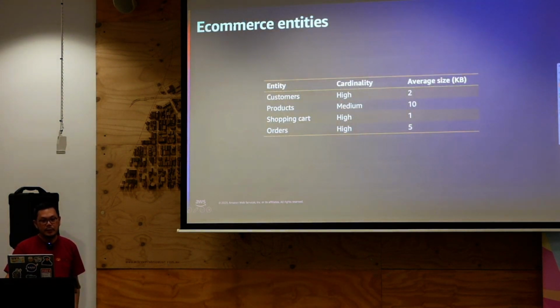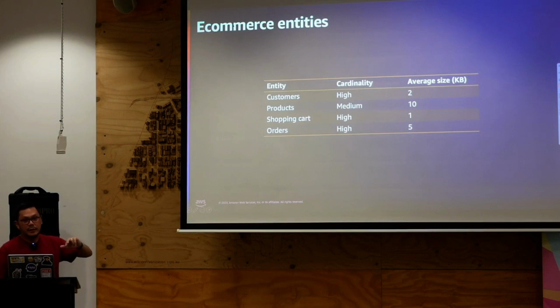All right. So one of the things that we want to look at is the cardinality of the data, right? How unique the data is, right? So if your company only sells one product, that means that your products have a low cardinality. If you sell 1 million products, you have a high cardinality, right? So in real life, the customer cardinality will be quite high, right? So you would expect a lot of customers will be using your system. Product is a medium size, and shopping carts and orders typically follow the cardinality of customers. It's typically high, right? And the average size is also quite varying.